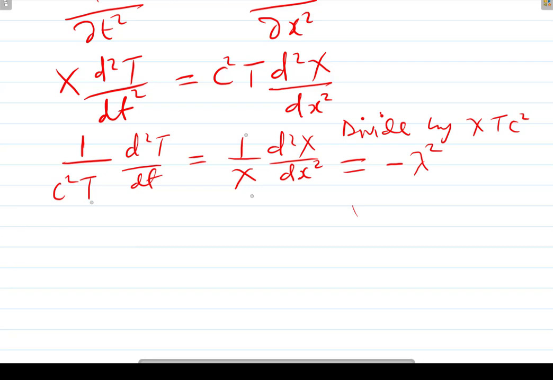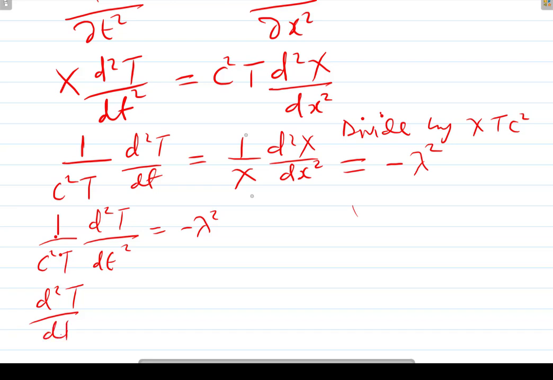That done, then the first part here we have 1 over c squared times d squared T over dt squared equals negative lambda squared. Now what will this become? It will become d squared T over dt squared plus c squared lambda squared T equals 0. You see, just multiplied by this throughout becomes this.